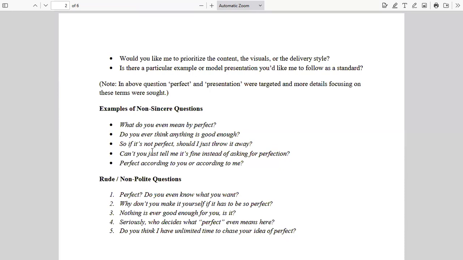"If it's not perfect, should I just throw it away?" Again, this is rhetorical. "Can't you just tell me if it's fine instead of asking for perfection?" "Perfect according to you or according to me?" As you can see, these are just rhetorical questions. They're not really sincere questions. Why? Because they're not asking for any kind of detail or any kind of specification.